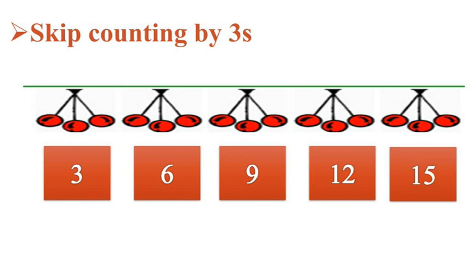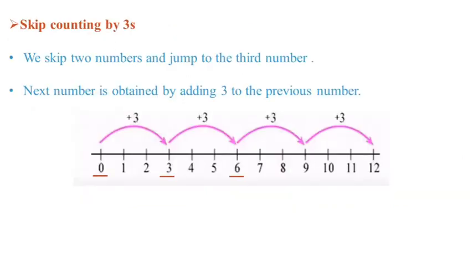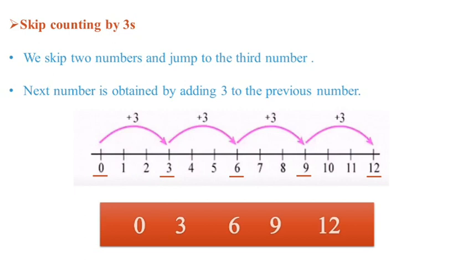Now let's see skip counting by 3 on a number line. In order to skip count by 3, we skip 2 numbers and jump to the third number. So here we start from number 0. We have to skip 2 numbers which are 1 and 2. Then the arrow will jump to 3. Again we have to skip 2 numbers which are 4 and 5. And the arrow will jump to the number 6. Accordingly, we'll jump forward to the numbers 9, 12.